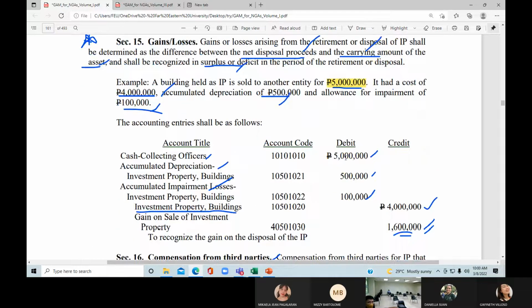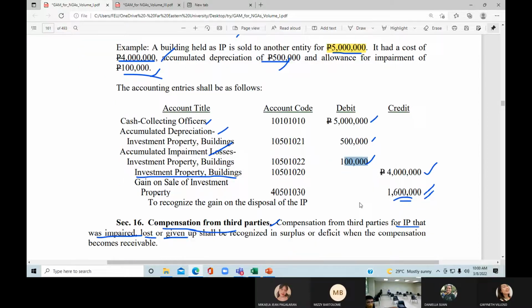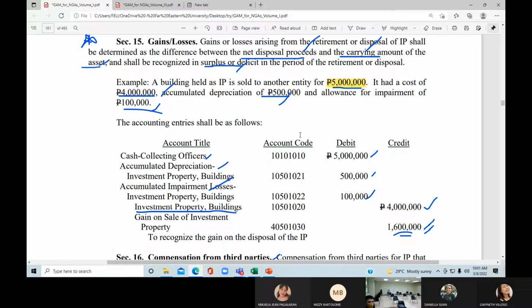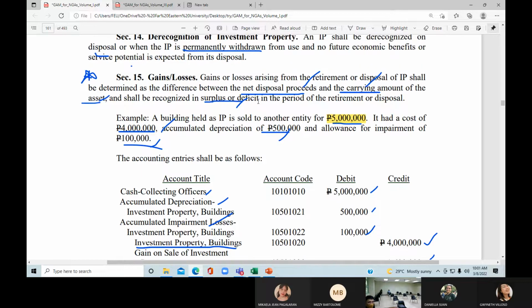Debit cash, collecting officer 5 million. Credit investment property 4 million. Debit mo yung mga accumulated depreciation and impairment losses 500 and 100. Then yung difference is yung gain on sale of investment property, which is 1,600,000. Yan lang naman kasimple. Gains and losses. Dalhin mo sa surplus or deficit in the period of retirement or disposal.